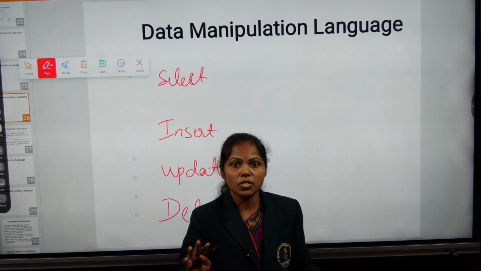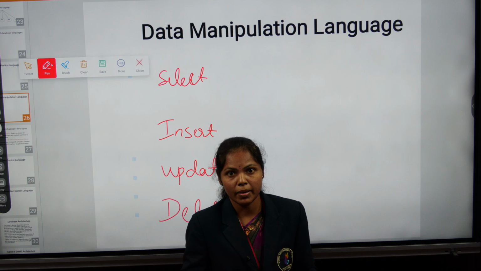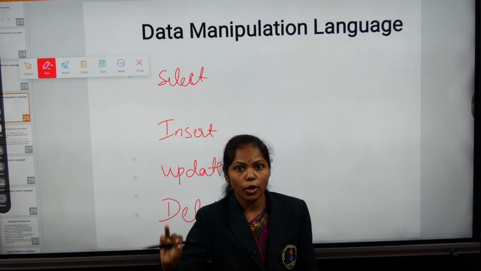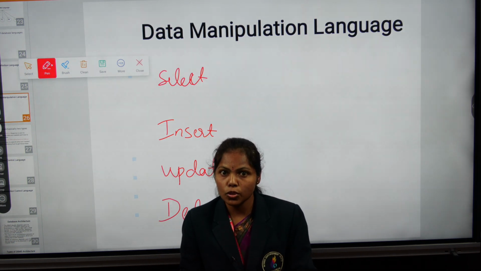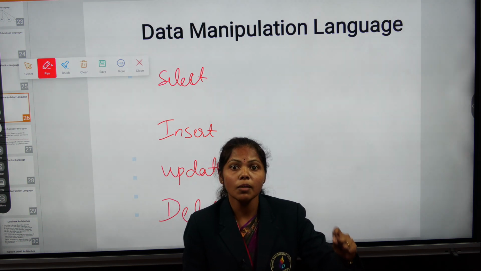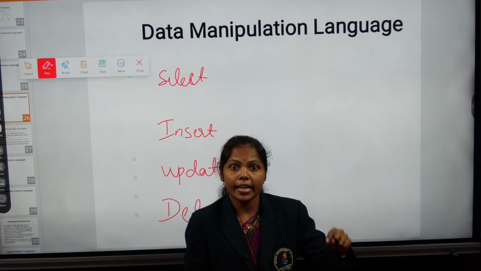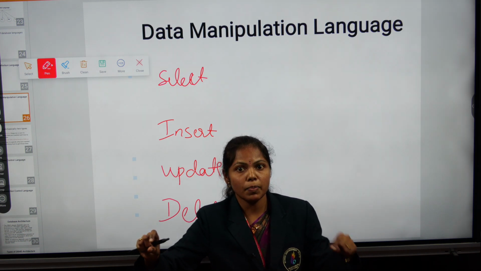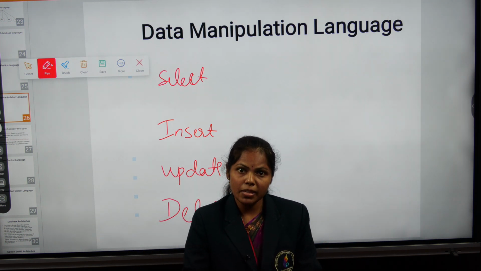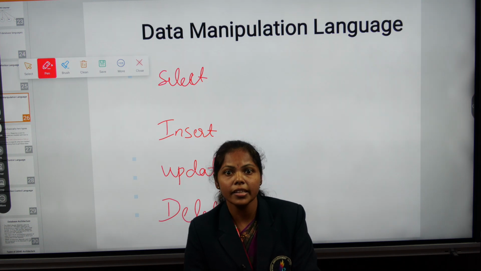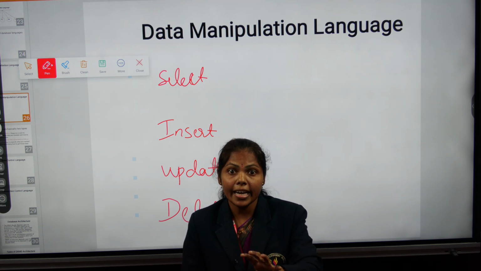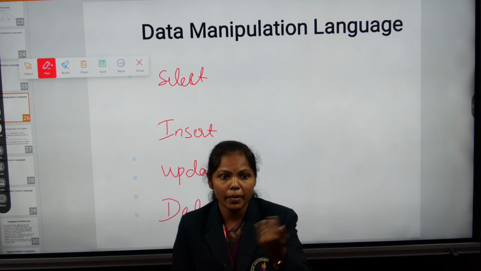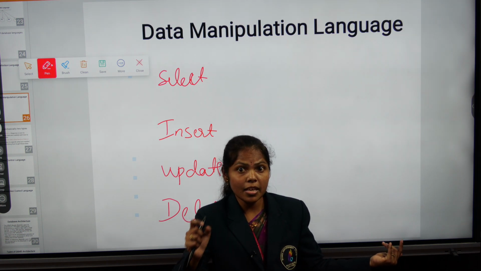For deleting purposes only, we are using 3 commands in the database. The first one is delete, then drop and truncate. Delete is used to delete the specified records from the table. Truncate is used to delete only the records which are present in the table. The table structure will remain available in the database, but the data which is stored in the table will be deleted. That is about the truncate.